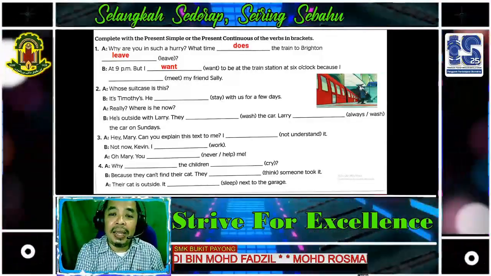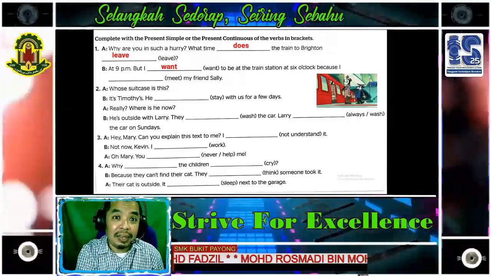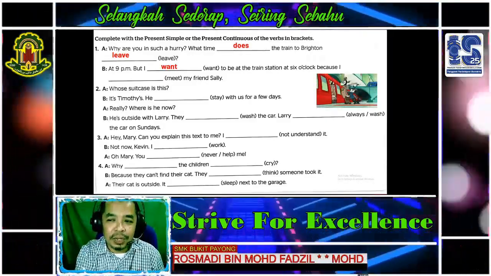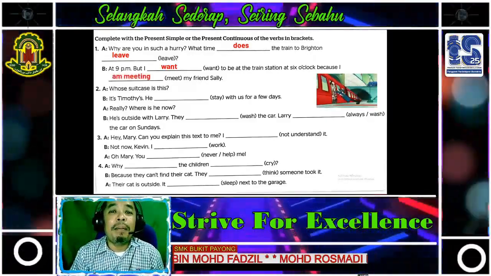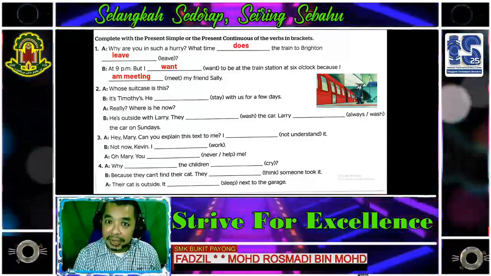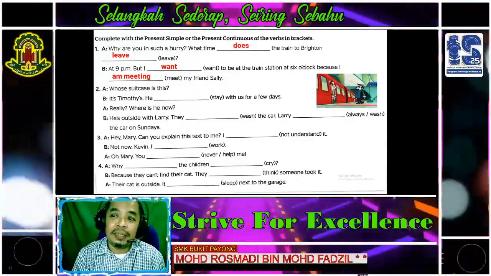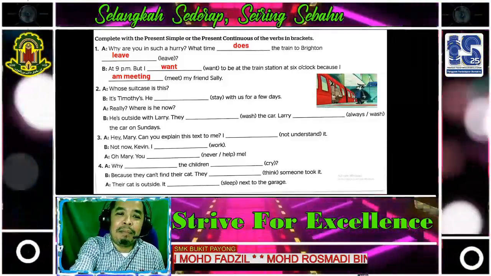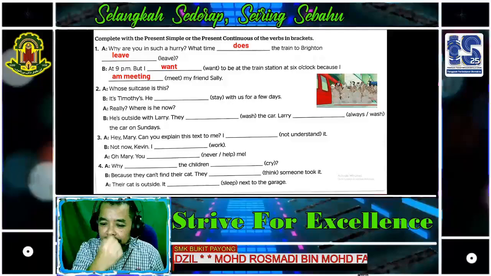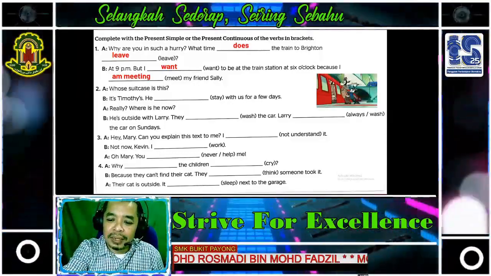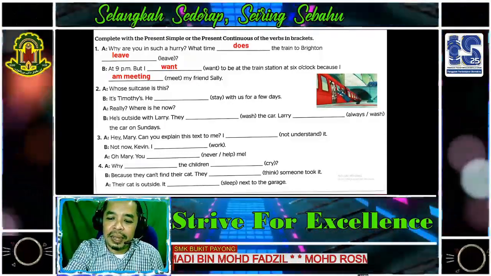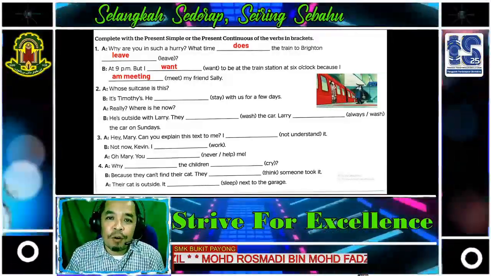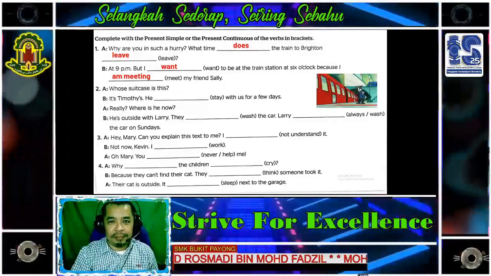So, what's the answer? Present simple, present continuous. Present continuous. I am meeting my friend Sally. Or you can say I'm meeting. Pendek dia. I'm meeting. Okay. So, your task now is, okay, complete number 2 to number 4 in your exercise book. Alright.